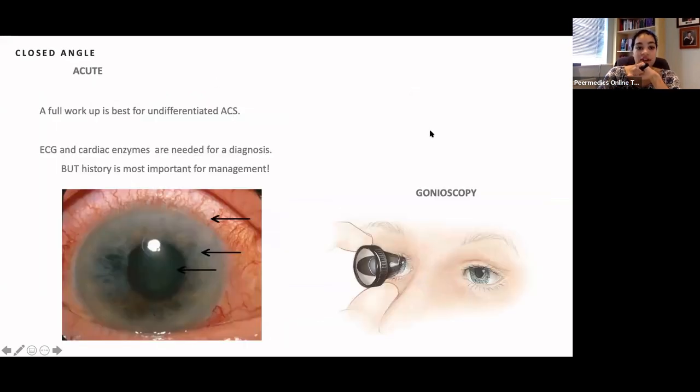Then we have closed angle glaucoma. So ignoring that again, that's from the cardio thingy. We have this, well, can someone describe that picture for me? What they think the picture's showing? Yeah, perfect, mid-dilated pupil. So what's this arrow pointing to here?